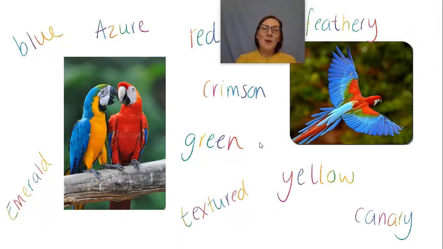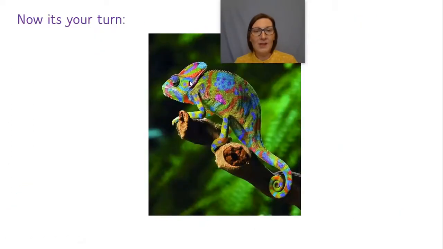So then we've got as well textured. Those feathers, they're very textured, aren't they? They're soft, they're textured, they're almost crumply, almost as if they're crunchy as well when you touch them. So they're very textured, they're beautiful, and they're so bright, and there's flashes of colour everywhere. Now, those words there describe my macaw parrots.